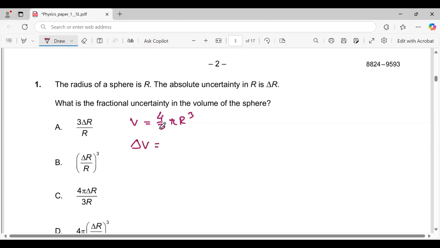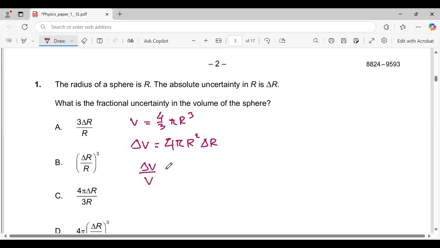Delta V is the differential. It is 3 times 4/3, which is 4 pi r squared, and delta r. Okay, because this is dV/dr, this one.